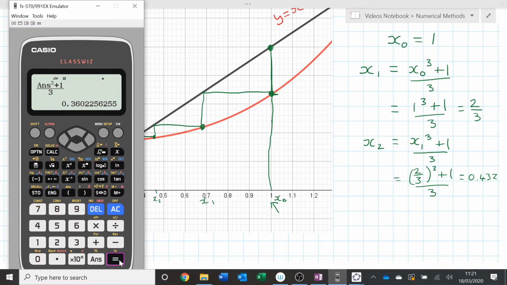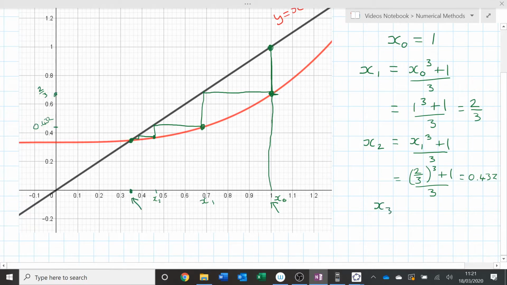So let's do the next one and let's write it down. x3, 0.3602. So x3 is equal to 0.3602. And let's have a look. Does that look about 0.3602? It does. This value here looks below this one. That's my x3. Here's my x2. And here's my x1. So I've got my x3 is there. And you can see it's getting closer to the root.